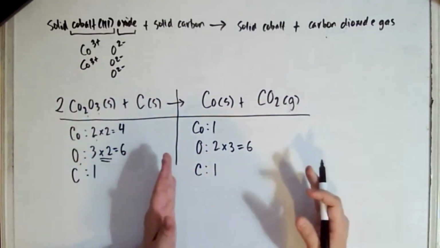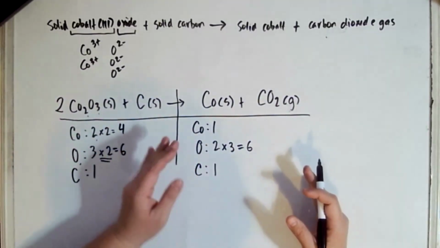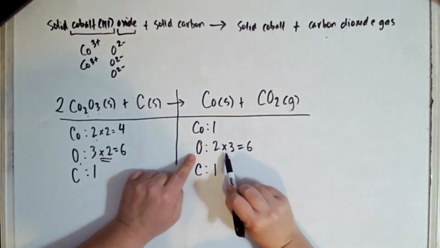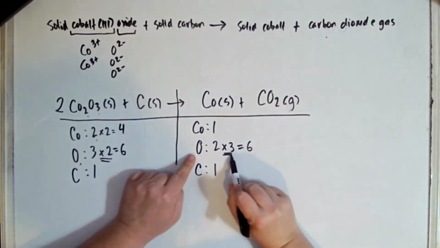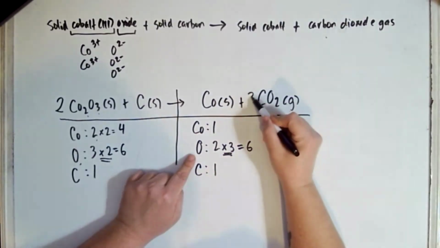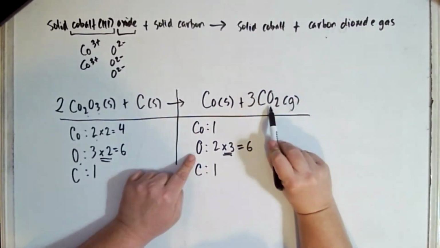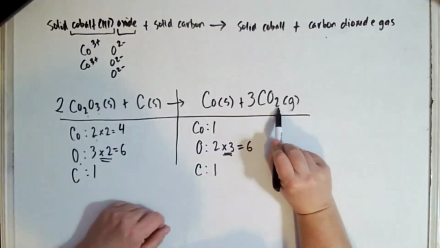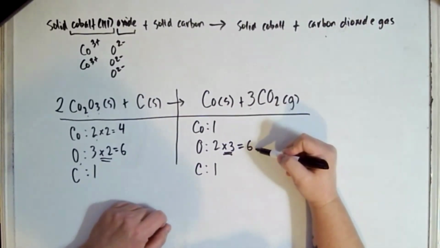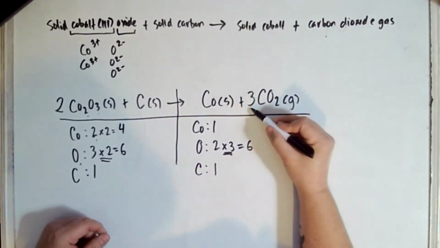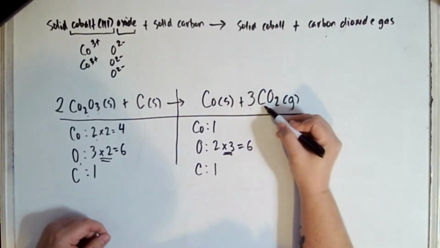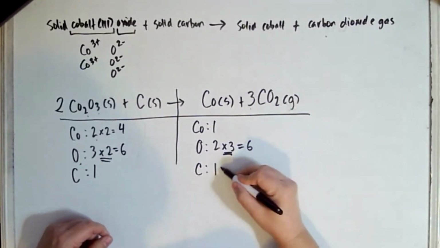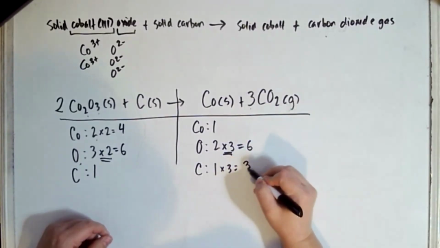Go back over to our product side and see what's happening over here. I know I want to multiply my oxygen by 3. So I'm going to take that multiplier and use it as the coefficient in front of my compound that contains oxygen. So now I'm going to take that 3, multiply it by my 2 oxygens. Now I have 6 oxygens on that side. But that 3 is also going to multiply the number of carbons I have. So I've got 1 carbon here. 3 times 1 means I have 3 carbons now.